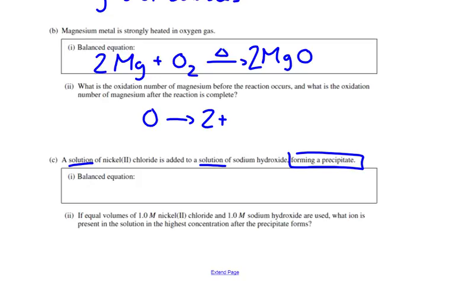Okay? So, here we go. Nickel 2 chloride. It's a solution. They have to be broken up. Added to sodium hydroxide solution, forming a precipitate. So now, here's the trick. If it's not in a precipitate, it's still going to be ions. That means they're just going to cancel. So what I taught you guys in the beginning of the year is write the precipitate first and then write the ions that made it.